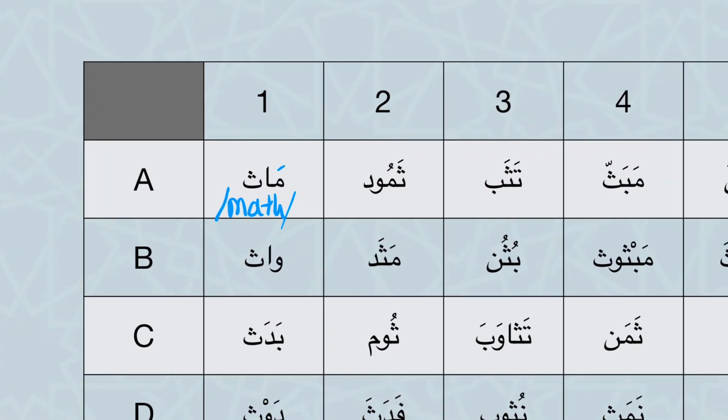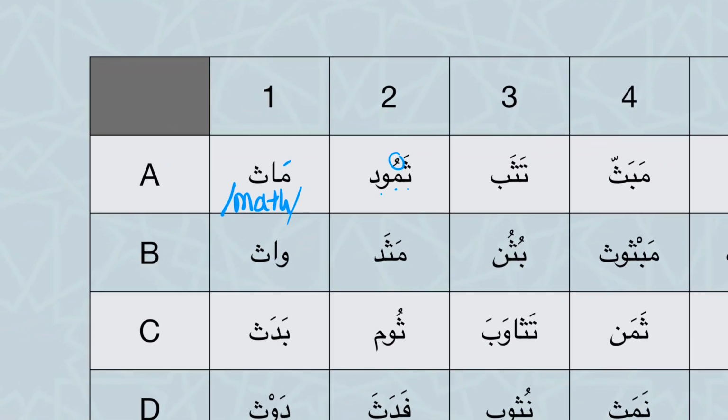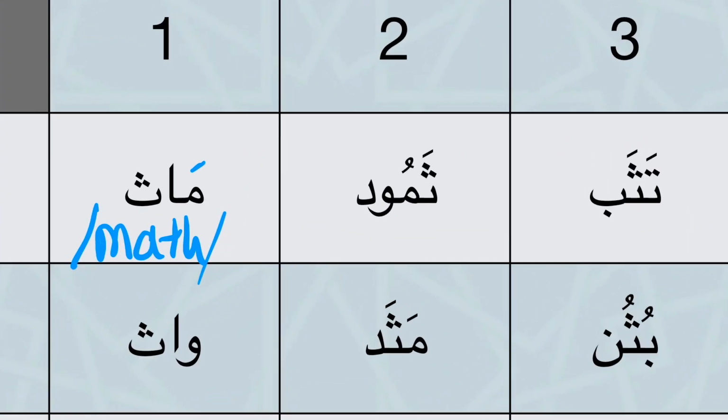Okay, now this is an interesting one because we know that there's a tha with a fatha, and there's a meem that has a damma here, followed by a waw. So that means that the waw is a long vowel. It's not a short one. So how would I pronounce it? Thamud, Thamud.